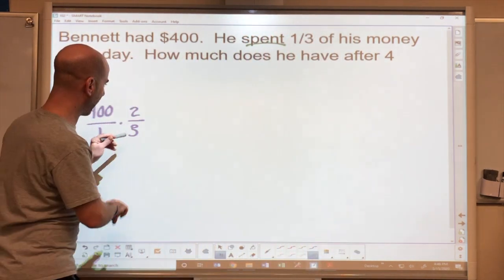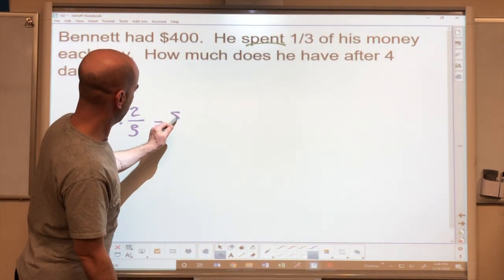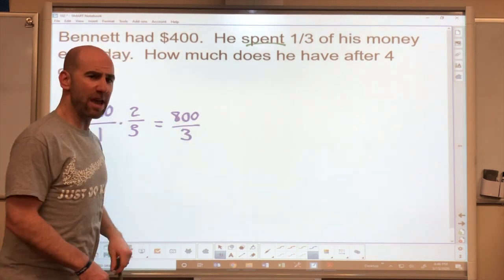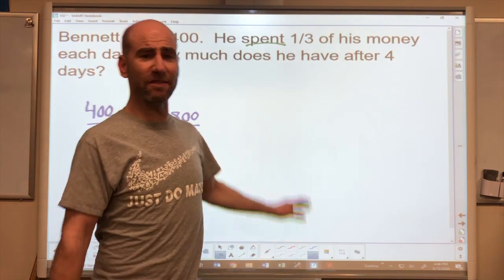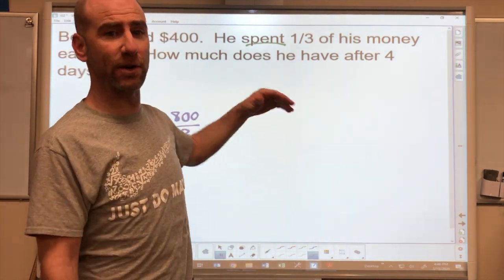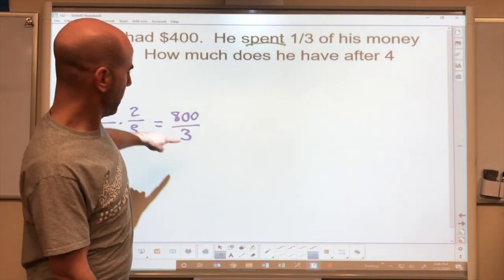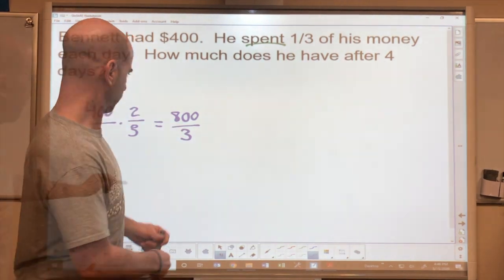So multiply here, this is equal to 800 thirds. Now, even though we're dealing with money, leave it in fraction form because fractions are easy to work with. So after the first day, he has this much money.